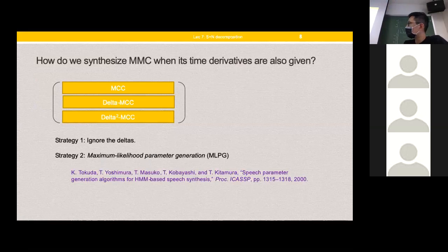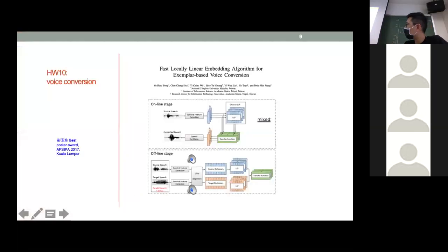So if you want to work on this, there's a thing called maximum likelihood parameter generation, which might do the job, right? It might answer the question: how do we synthesize a sequence of vectors if their time derivatives are also given? How do we synthesize a sequence that is most likely to happen, the maximum likelihood method? I'll leave that for next week, but now we have a reference.